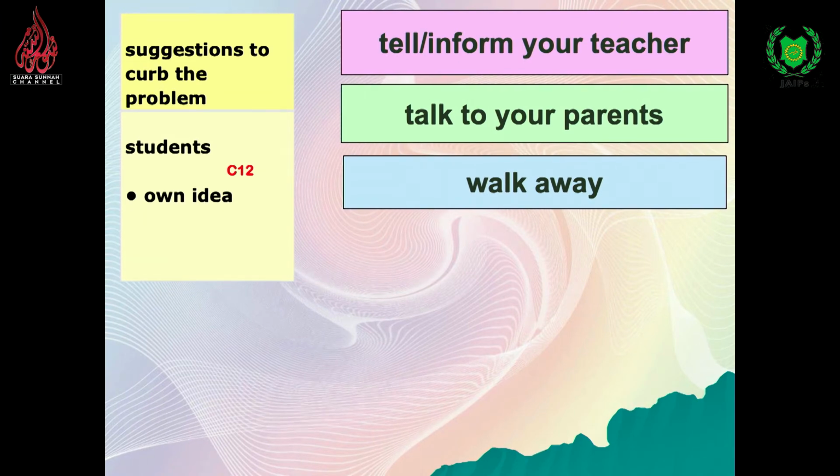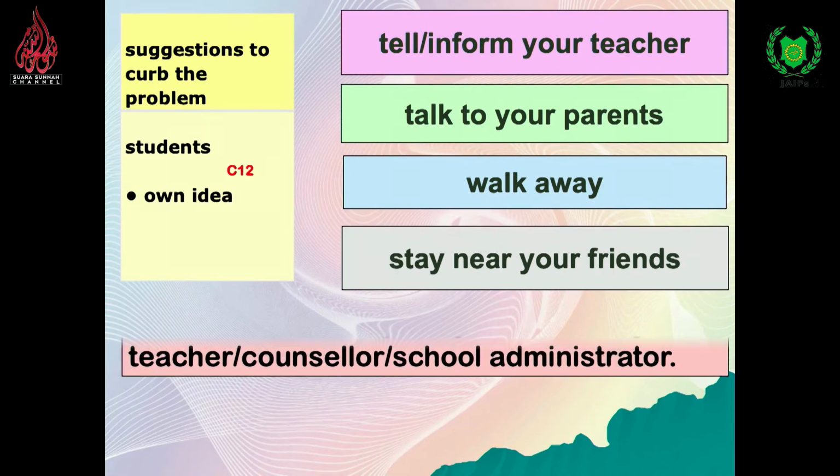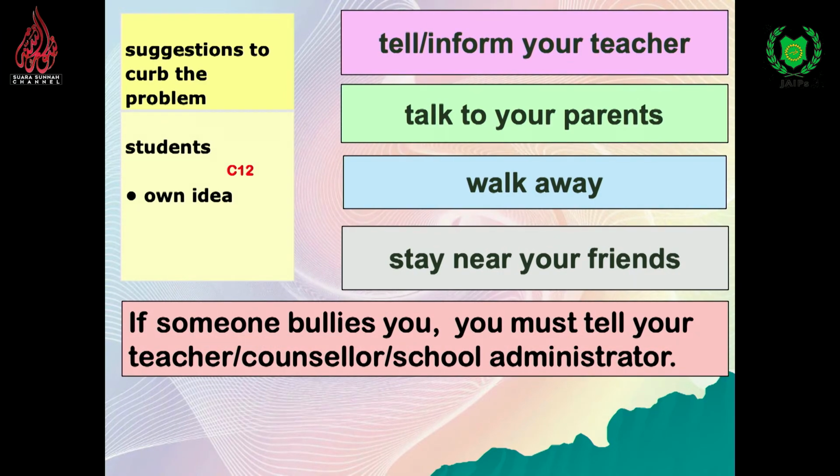Walk away from the bully. Do not confront the bully. Do not fight back, because that's what bullies love. A bully is always looking for a fight. So, walk away. Stay near your friends. Remember, safety in numbers. So it's better for you to stay with your friends. Stay together so that the bully would not come near you. So the sentence is, if someone bullies you, you must tell your teacher or counselor or school administrator. That's one way.